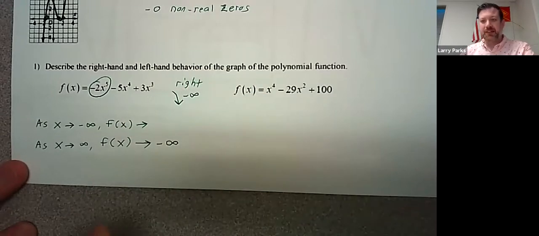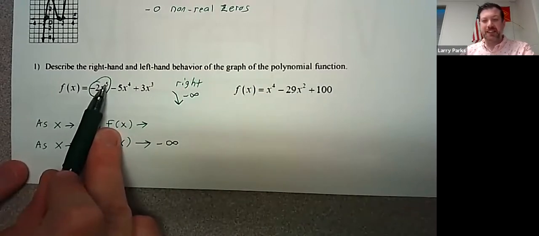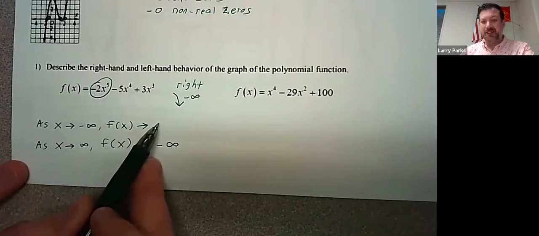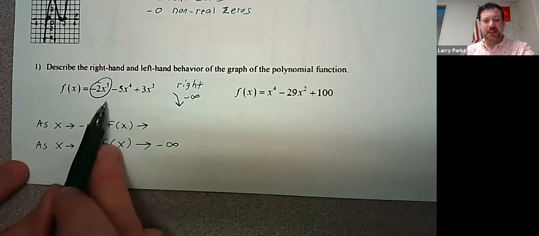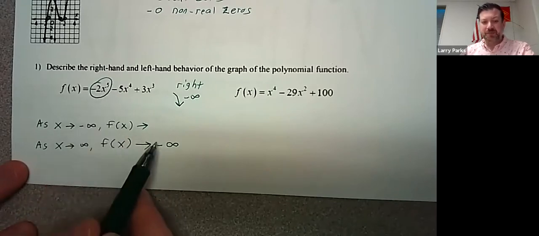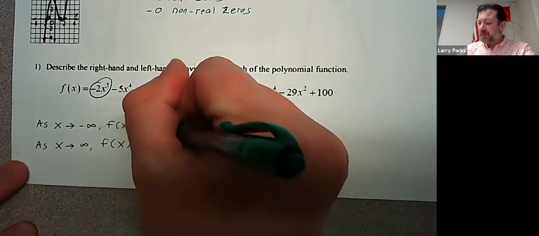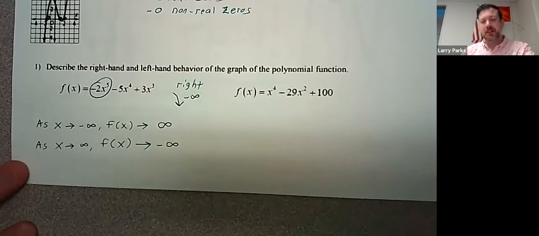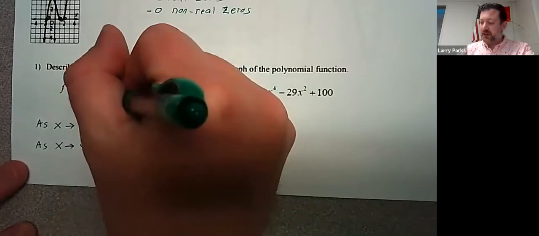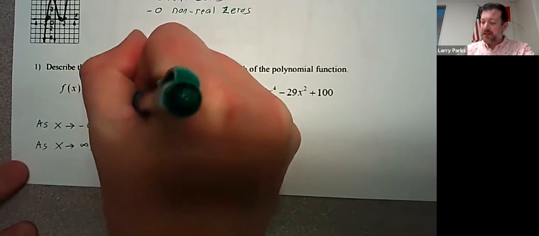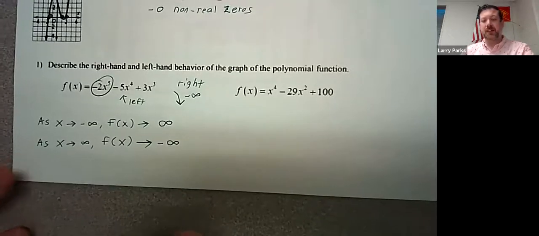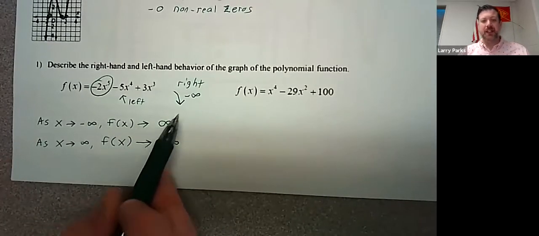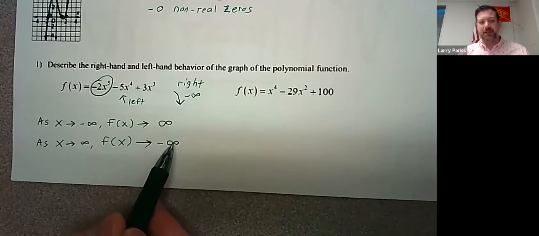From there, you look at the degree. If the degree is odd, you do the opposite on the left. And if it's even, you copy down the same thing. So ours is 5. 5 is odd. So if it's going down on the right, it's going to go up on the left. So you would put positive infinity. So what that means is that it's going to open up on the left. So if it's going up, you put positive infinity. If it's going down, you put negative infinity.